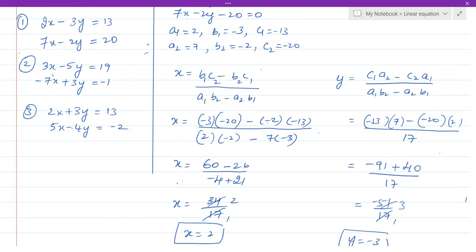Okay. So I hope you have understood this method. So in the next video, we'll start with graphical method.